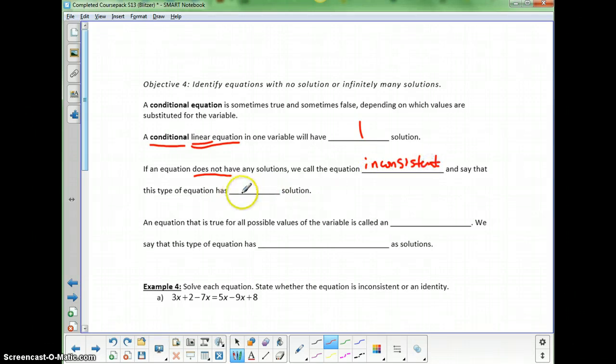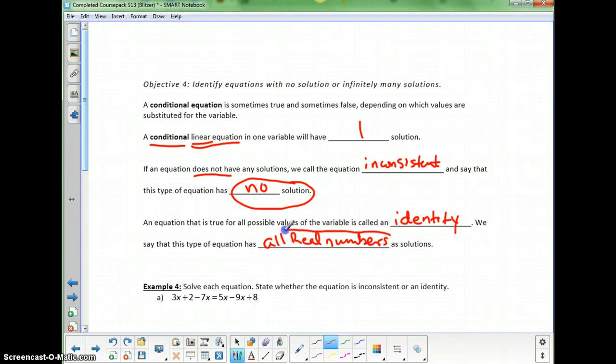And say that this type of equation has no solution. So the correct answer for an inconsistent equation would be no solution. An equation that is true for all possible values of the variable is called an identity. And we say that this type of equation has all real numbers as solutions. And I would need to write all real numbers as my final answer. All real numbers as solutions.